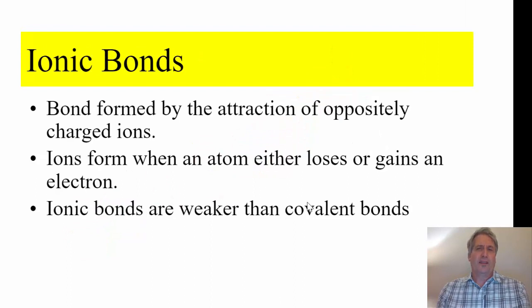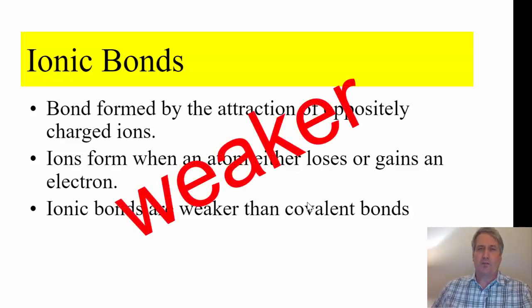Ionic bonds are formed by the attraction of oppositely charged ions. Ions form when atoms either lose or gain electrons. Ionic bonds are much weaker than covalent bonds.